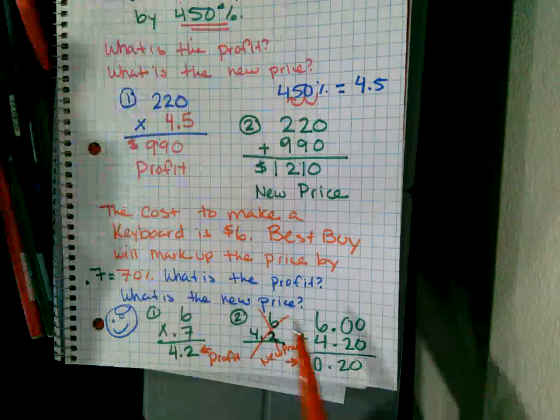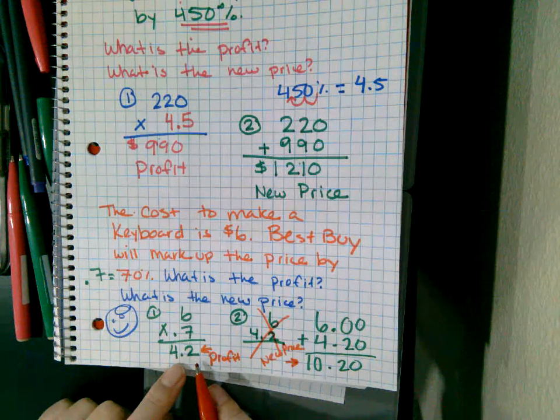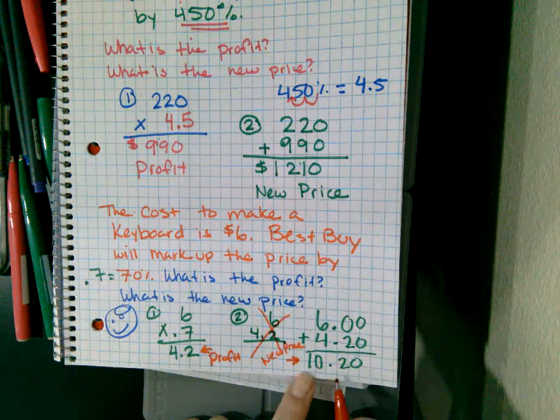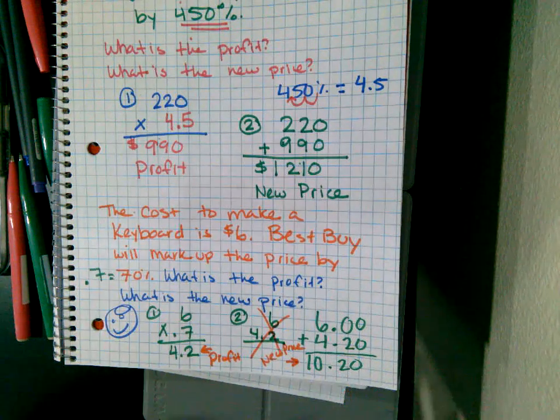Okay, so it's like, okay, what's the profit? Oh, I'm gonna have a profit of $4.20. Awesome. What's the new price? What are the customers gonna see? Oh, the customers are gonna see a price of $10.20.